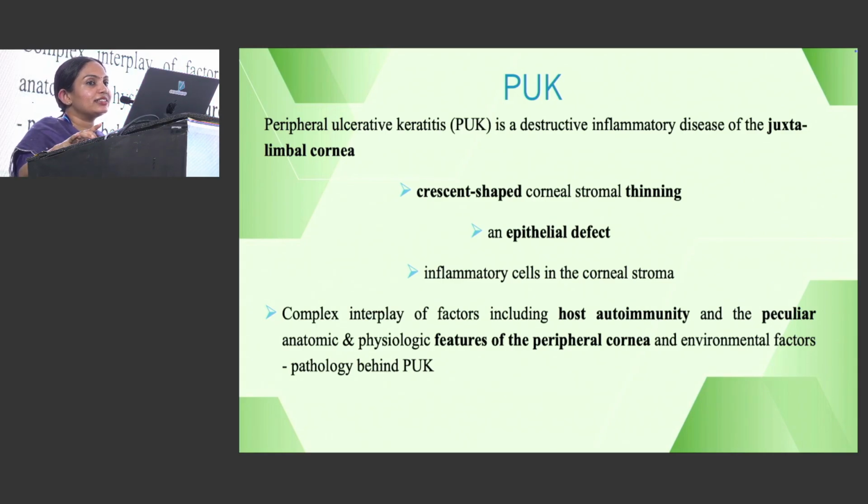PUK is a destructive inflammatory disease of the juxtalimbal cornea. There is a crescent-shaped stromal thinning, with an overlying epithelial defect. It results from a complex interplay of factors, including both host autoimmunity and the particular anatomical features of the limbus.